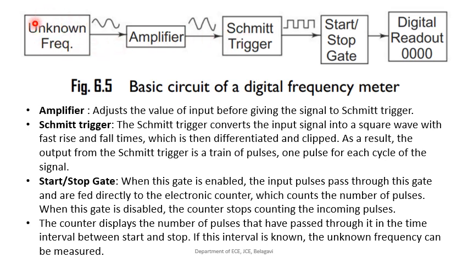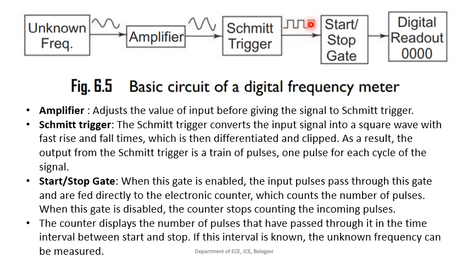Whatever signal you want to measure the frequency of is first given to an amplifier. This amplifier adjusts the magnitude of the signal so that it can be given to the Schmitt trigger. The Schmitt trigger, in turn, converts this analog signal into a train of pulses, or you can say a square waveform.